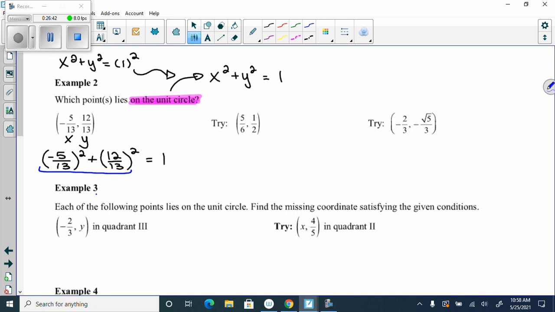So when you type it in, you should get a 1, because it's going to give you 25 over 169 plus 144 over 169, which is 169 over 169, which is 1. So we get 1 equals 1. So we'd say yes.